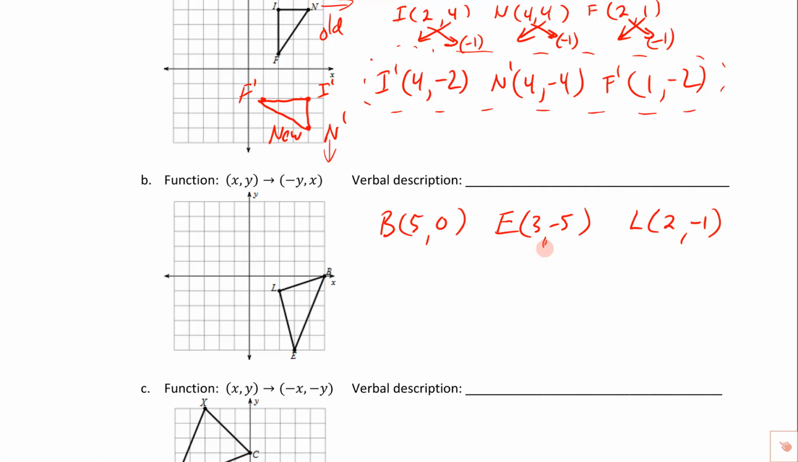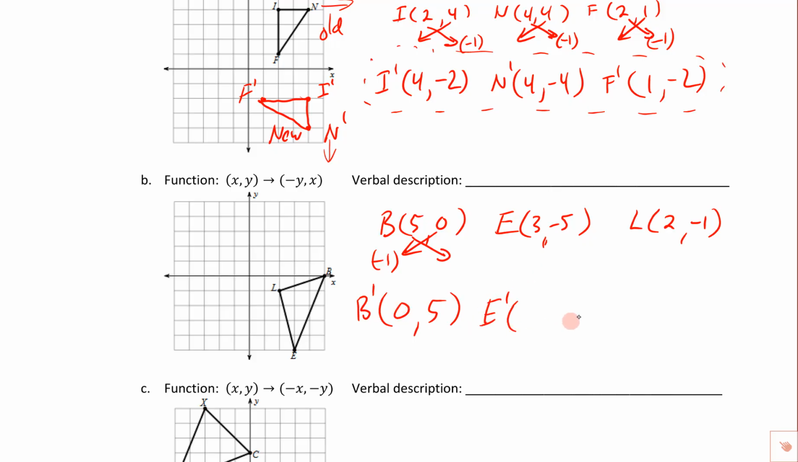Okay, now the rule says that we are going to take (x, y) and change it into (negative y, x). So they're going to switch places, and the y is the one that changes sign. So here's what we're going to do. The x just gets switched over here. We don't have to multiply it by anything, but the y comes over here and we're going to multiply it by negative 1. So here's B prime. The 5 goes over here. We just move the x into the y place. We multiply the y by negative 1. 0 times negative 1 would still be 0. So we got that one.